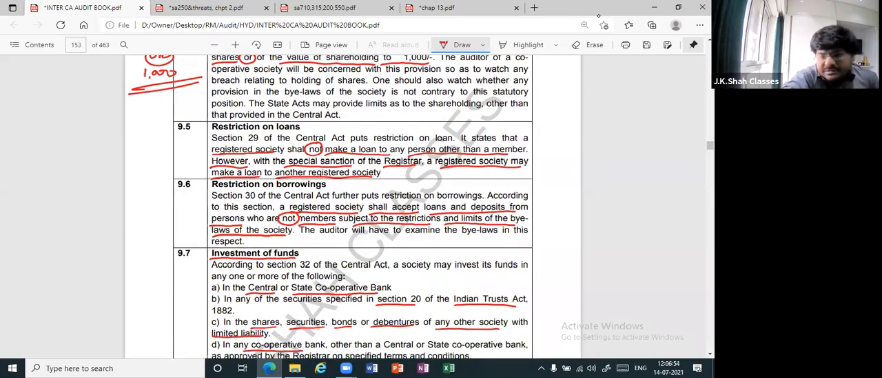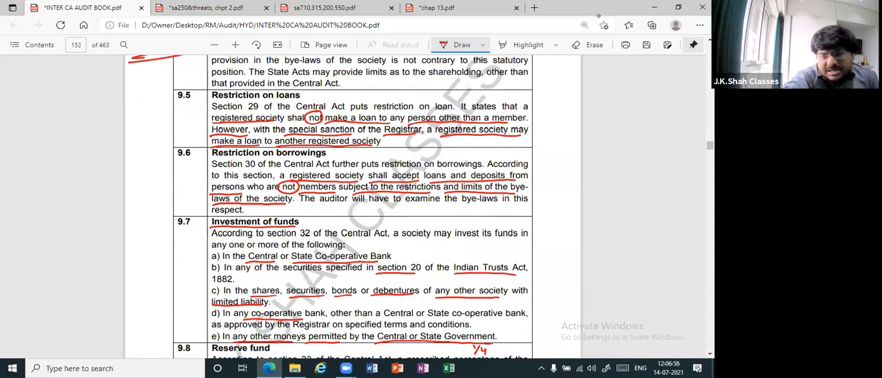Thereafter, restriction on borrowings. A registered society shall accept the loans and deposits from persons who are not members, subject to the restrictions and the limits of the bylaws. And obviously, the auditor will have to inspect bylaws in this respect. Bylaws are laws and regulations that the society has to follow, in simple words.